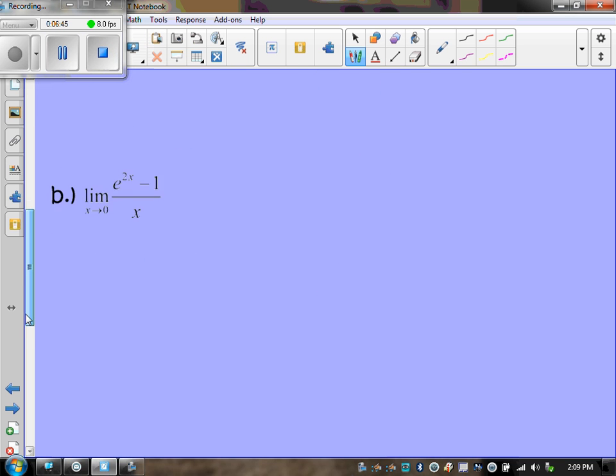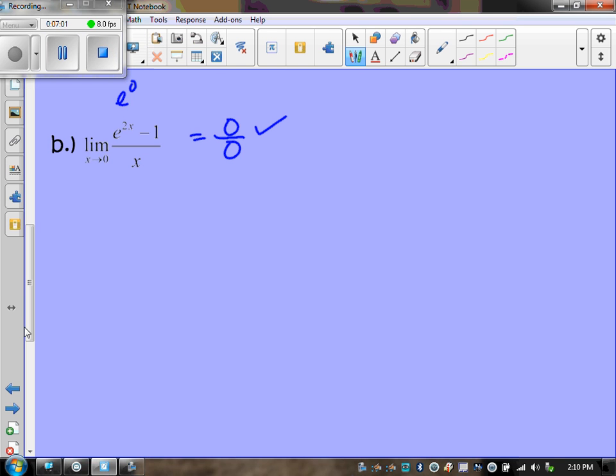Okay? Let's try another one. If I do the limit as x approaches 0, let's try our direct substitution. If I plug in a 0 here, what is e to the 0? What is anything to the 0 power? Isn't it 1? 1 minus 1 is 0 over 0. My limit exists, but I have an indeterminate form. I don't know what the answer is, so let's do L'Hopital's.